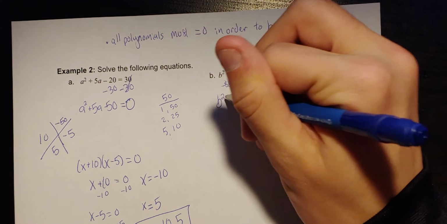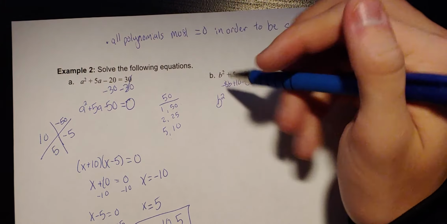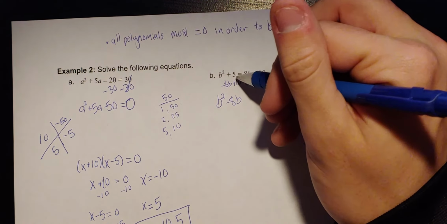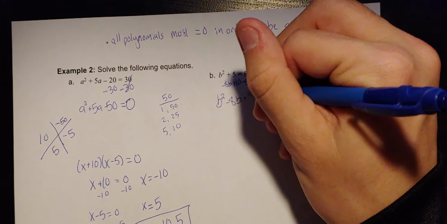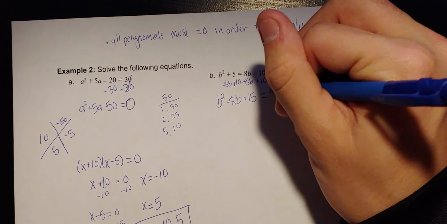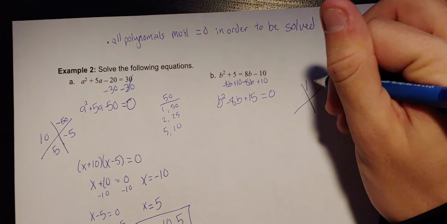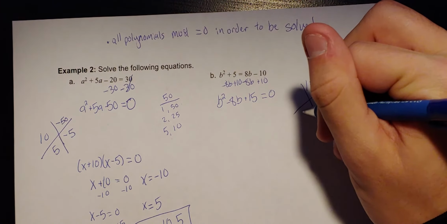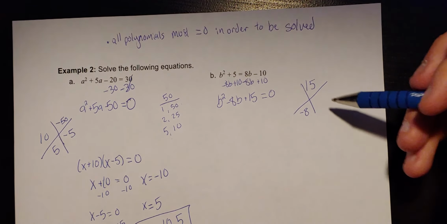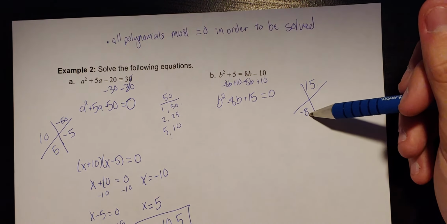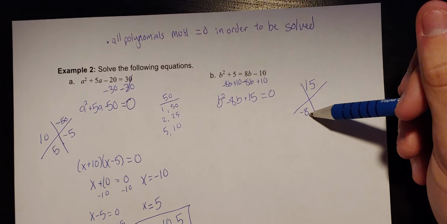All right, so b squared stays the same. I didn't have any b's over here, so this is minus 8b. And then 5 plus 10 gives me 15. I set that equal to 0. I can do my x of 15 and negative 8. So I've multiplied to a positive 15, and then I add to a negative 8. So that means both of my solutions are going to be negatives.